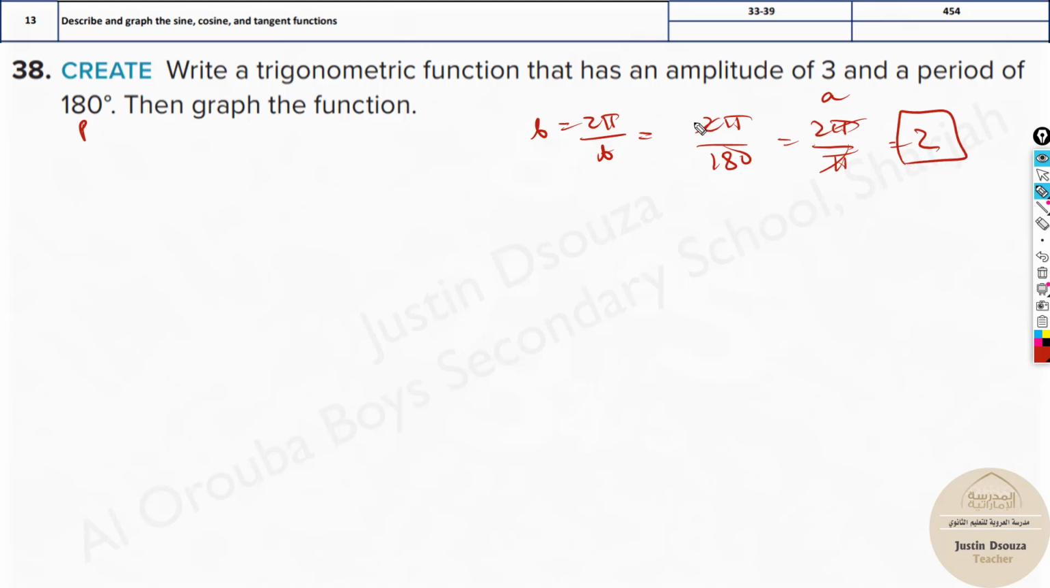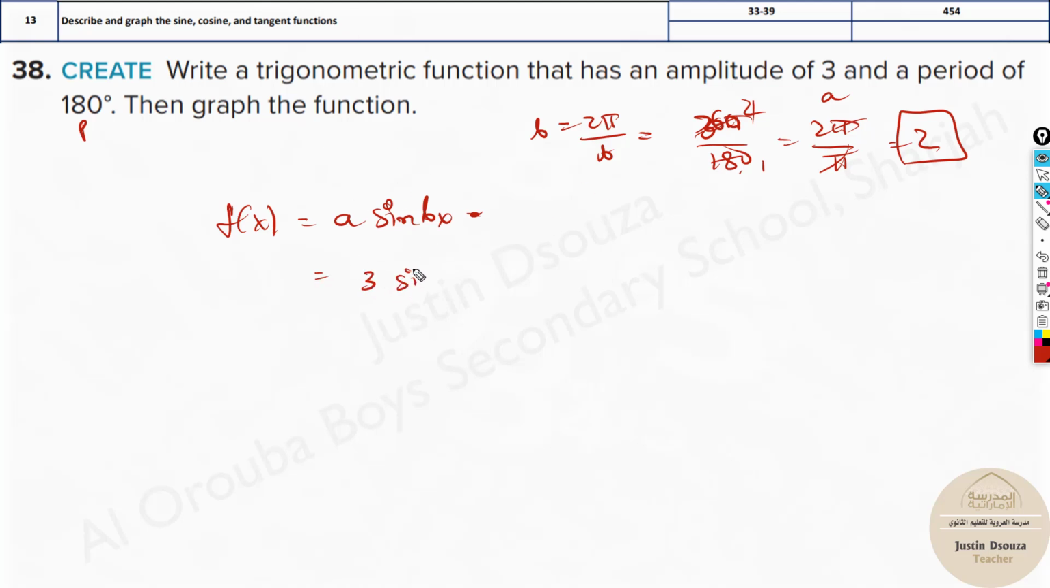Or you can just think of it this way: 360 degrees is 2 pi, so 180 degrees fits in one time, two times. So 2 is the answer. Once you have the amplitude and b value, it's very simple. We can write a function f of x equals, I'll take the sine function, since they didn't mention any function, a sine bx. We don't need any midline because they have not mentioned it's shifted or anything.